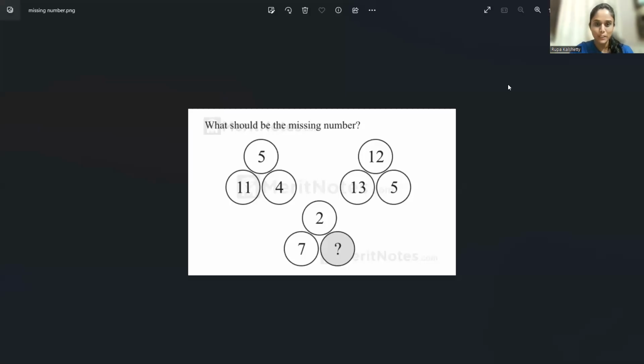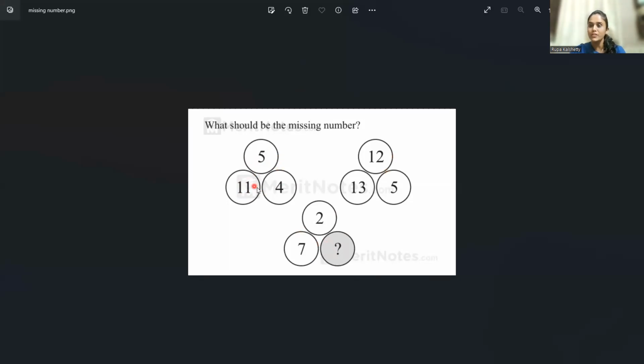Hello, friends. So let's see what should be the missing number here. Okay, so pause the video for a moment and observe the numbers carefully and decide what this question mark should be. All right, so if you observe carefully the relationship between these three numbers, the same relation should hold between these three numbers and between these three numbers.